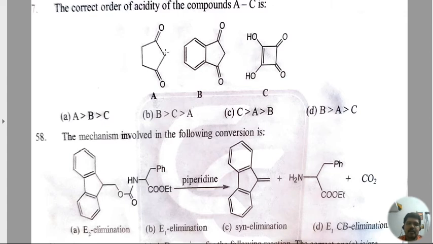It will be distributed. But if the same thing is happening here, the negative charge can be distributed to this carbonyl, but you have a phenyl group here which can also donate electron density to this carbonyl group, which can conjugate with this carbonyl group.